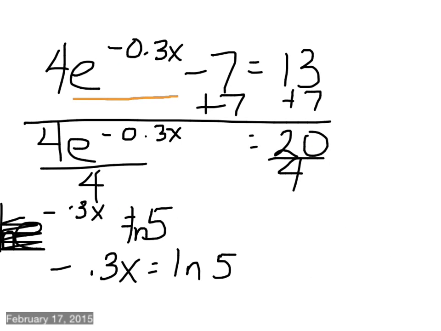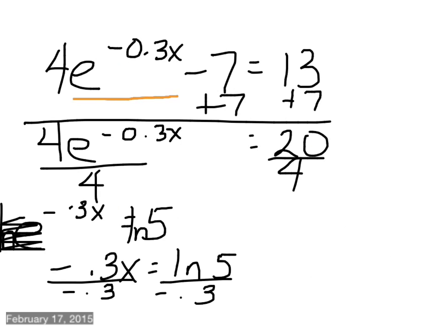How do you solve for x from here? Alyssa, what do you do? How do you solve for x? Divide by negative 0.3. Awesome. What happened to the e? Yep, when you ln both sides, Noah, the e's and the ln's cancel each other out. Much like adding cancels out subtracting and vice versa. Right? Or like squaring and square rooting.